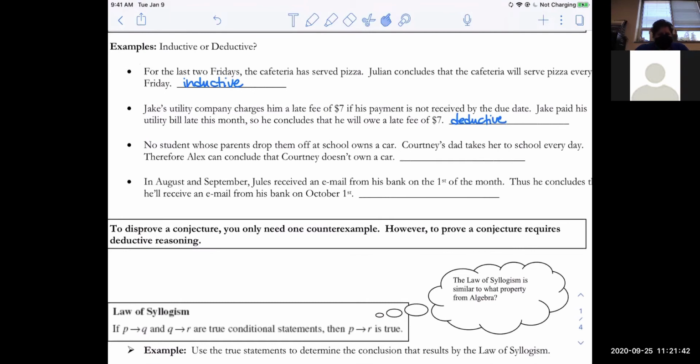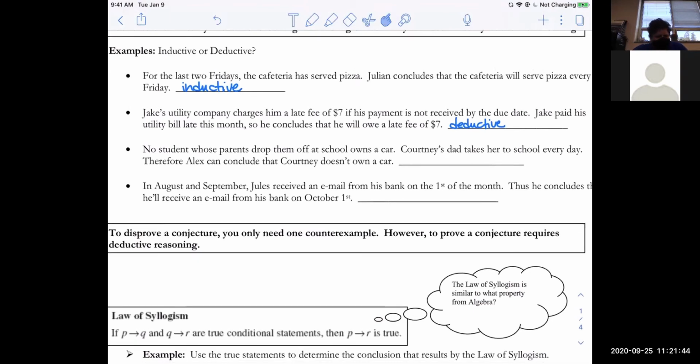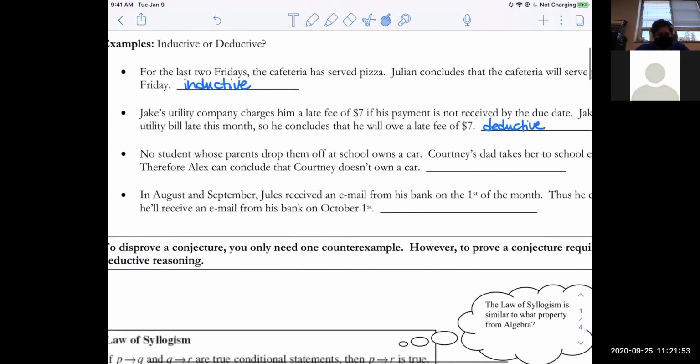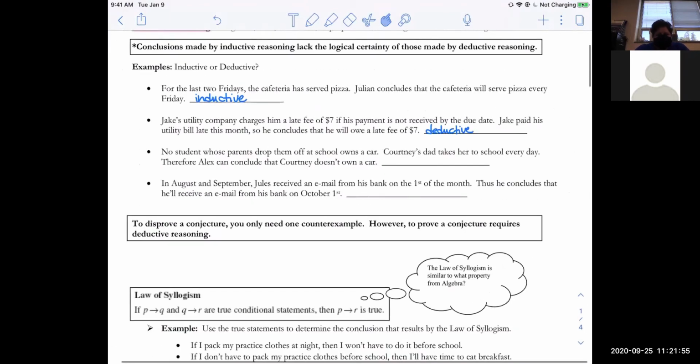No student whose parents dropped them off at school owns a car. Okay, I know that might not be true. Just assume that that's true for the sake of this argument. Courtney's dad takes her to school every day. Therefore, Alex can conclude that Courtney doesn't own a car.